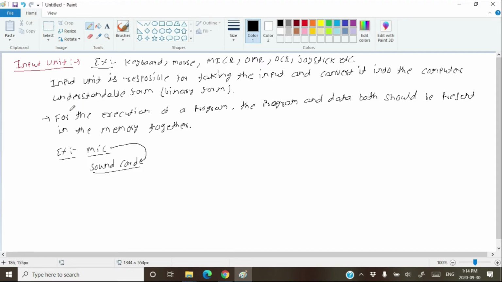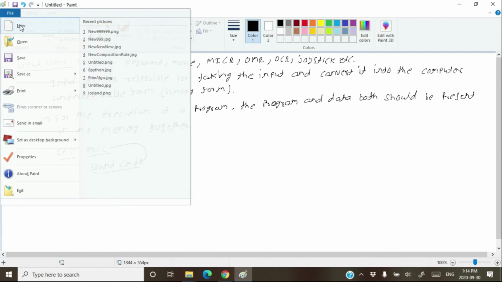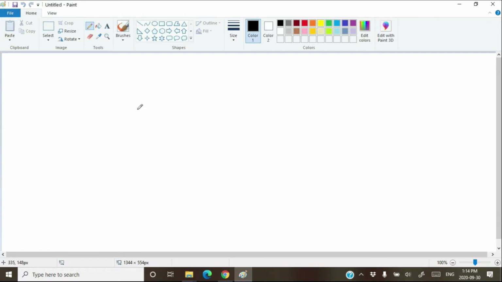So this is all about the input unit. Let's start learning about the output unit. The output unit.